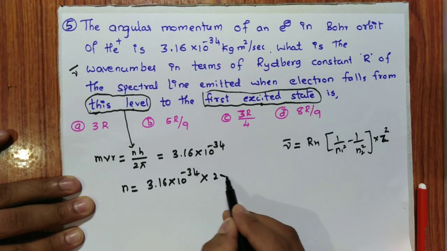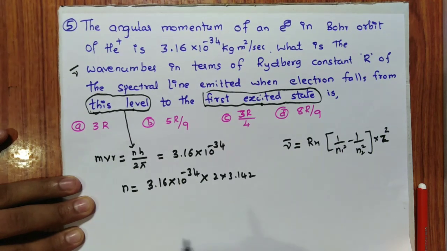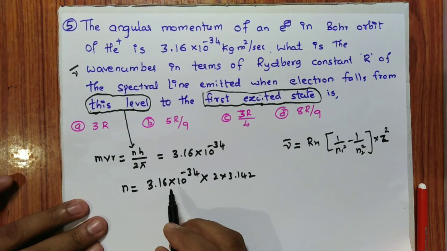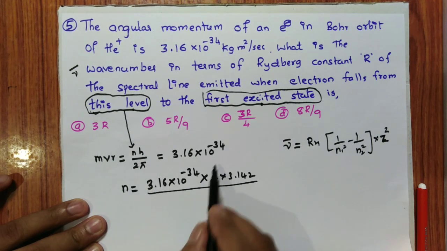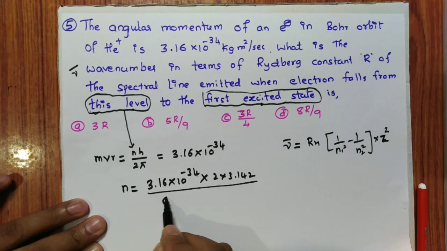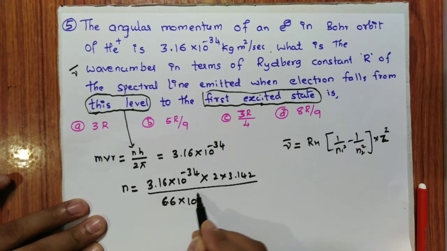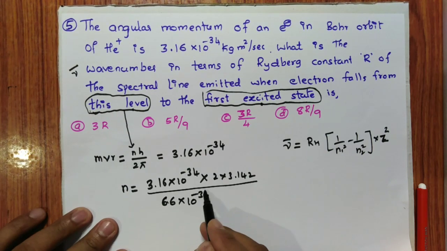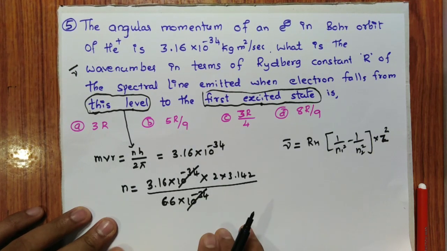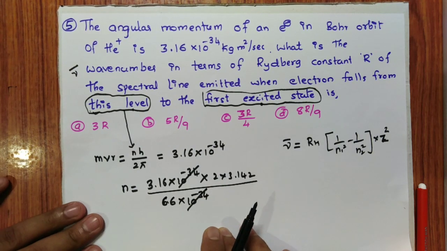So 2 into 3.142, right? 2 into 3.142, divided by, you are going to get, so the h value we take in the denominator, 6.6 into 10 to the power minus 34. Very important h value you have to remember. So remember, minus 34 gets cancelled. So then what is left?